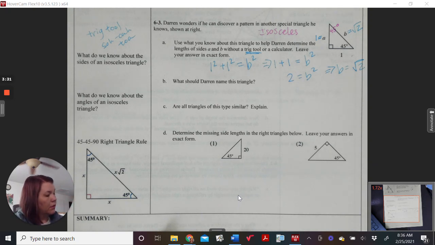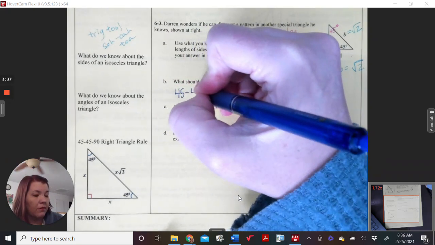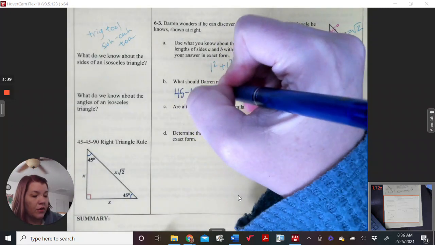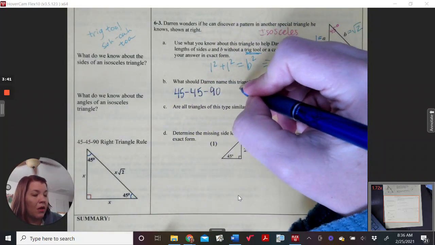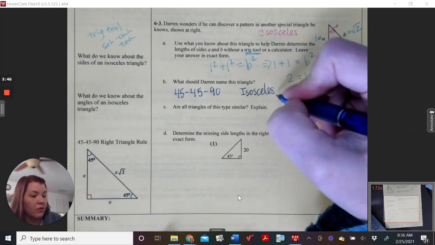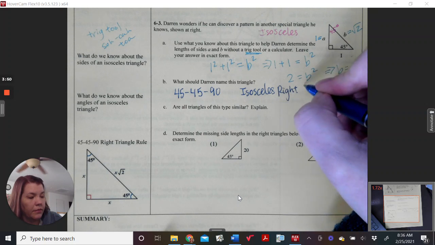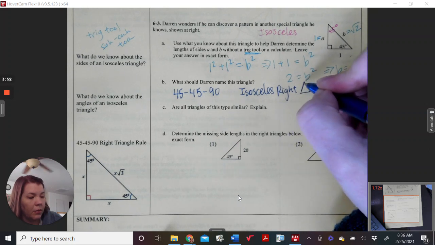So what should Darren name his triangle? Based on the way we named the last one, we're going to call this one a 45, 45, 90 triangle. Or you can call it an isosceles right triangle. It's referred to as both equally. I'm just going to put that symbol down.